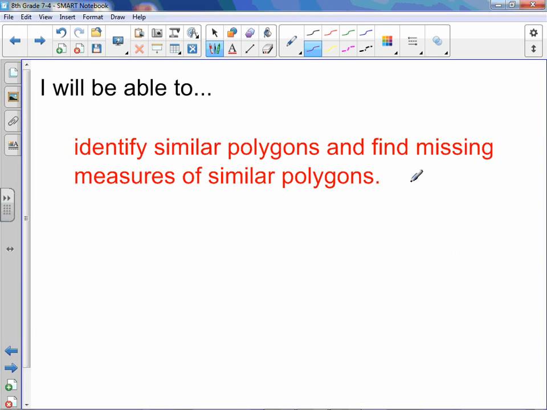Chapter 7, Lesson 4, Properties of Similar Polygons. You will be able to identify similar polygons and find missing measures of similar polygons.